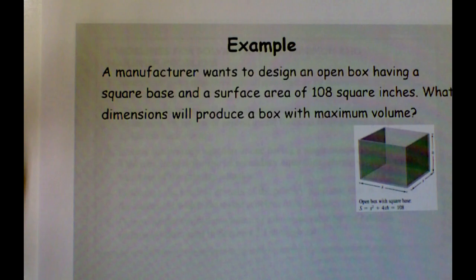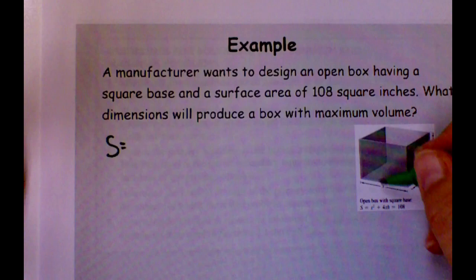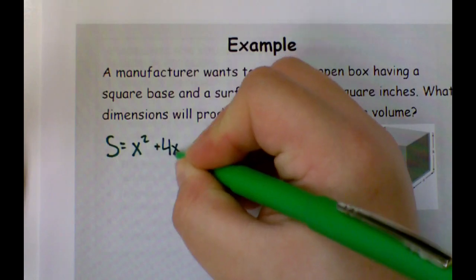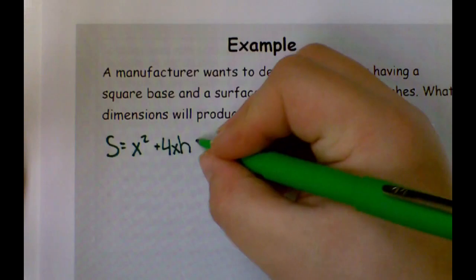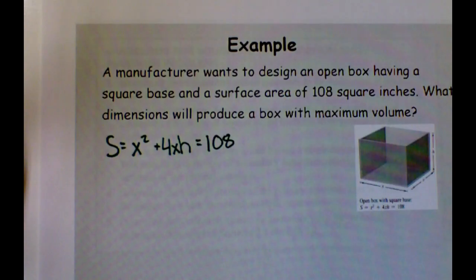Well, I know that the base is going to be square, so it's x by x. And then I'm going to have a height, I'm going to call it h. I know the surface area has to be the base, which is x by x, so x squared, and four sides that'll all be x by h. And I know that I want that to equal 108 square inches.